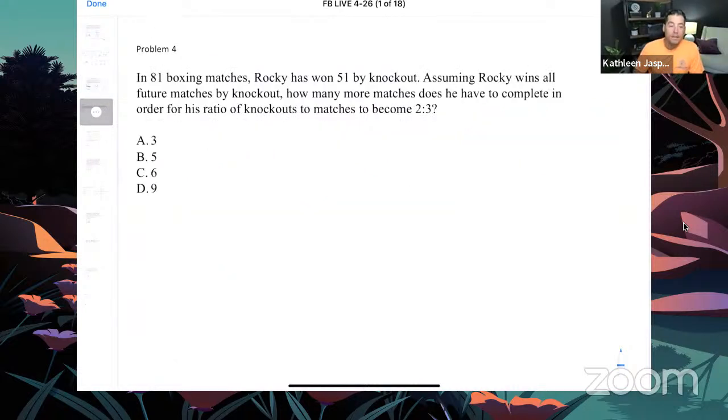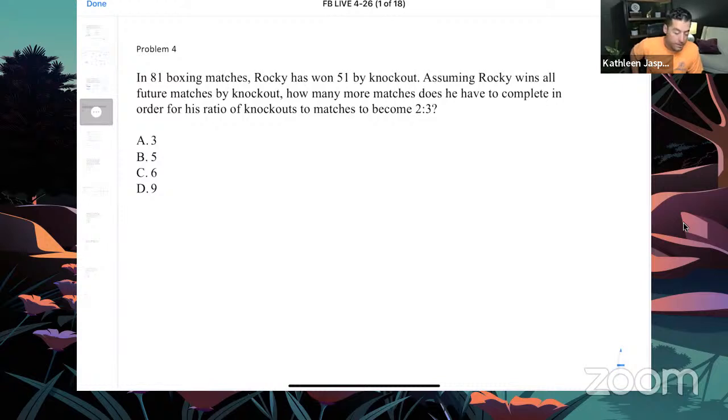In 81 boxing matches, Rocky has won 51 by knockout. Assuming Rocky wins all future matches by knockout, how many more matches does he have to complete in order for his ratio of knockouts to matches to become 2 to 3?